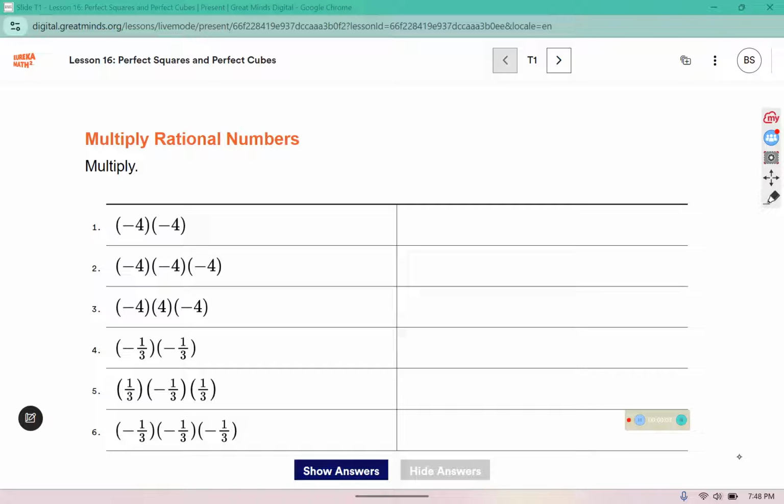Please begin your warm-up. I'm going to do 1 as an example, and then you'll complete the remaining. Negative 1/3 times negative 1/3 times negative 1/3. 1 times 1 times 1 is 1.